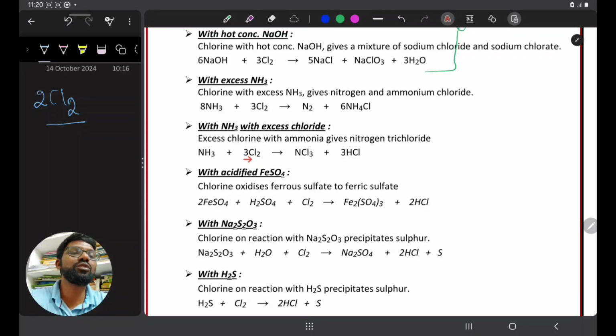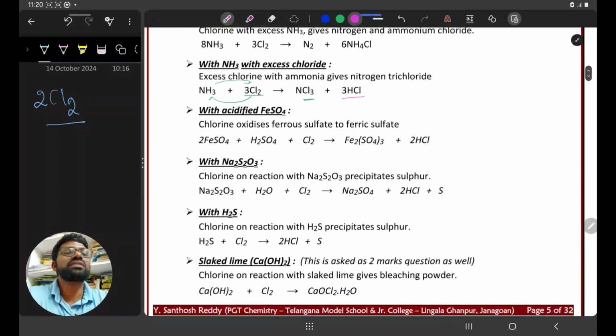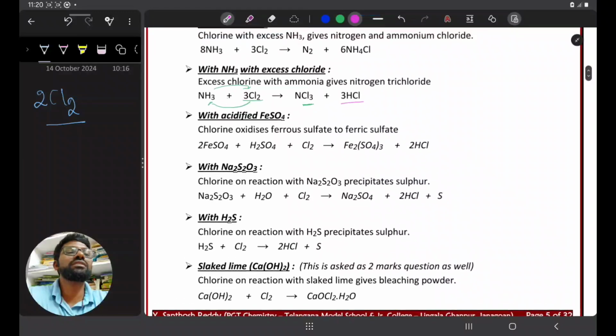So chlorine is in excess. You do one thing, here 3 hydrogens are there, no? You replace all these 3 hydrogens with 3 chlorines. That means hydrogens and chlorines are interchanged. Out of 3 hydrogens you substitute 3 chlorines, it becomes NCl3. And how many chlorines are left here? Already 3 chlorines are used, so 3 more chlorines are left. And from here 3 hydrogens will come. These 3 hydrogens and 3 chlorines combine together to give 3 HCl. That's it. Next, reaction of chlorine with acidified ferrous sulfate.